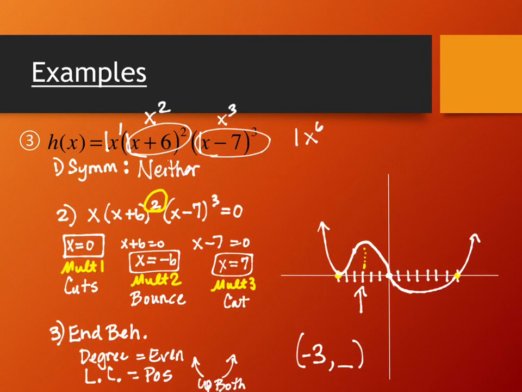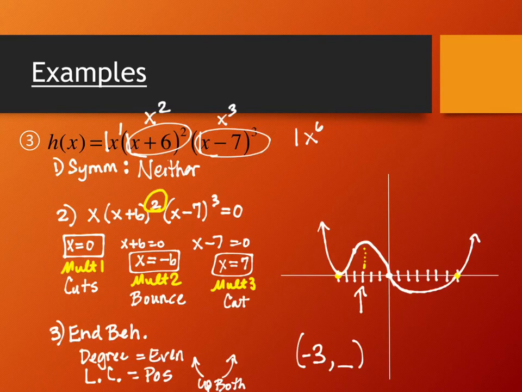Say again? We didn't end up needing to. You could plot some additional points if you wanted a bit more accuracy in your graph. Do I want to know how far up and down it goes on those bounces? We could, but we don't have to get the overall shape on this one. Any questions on that one?